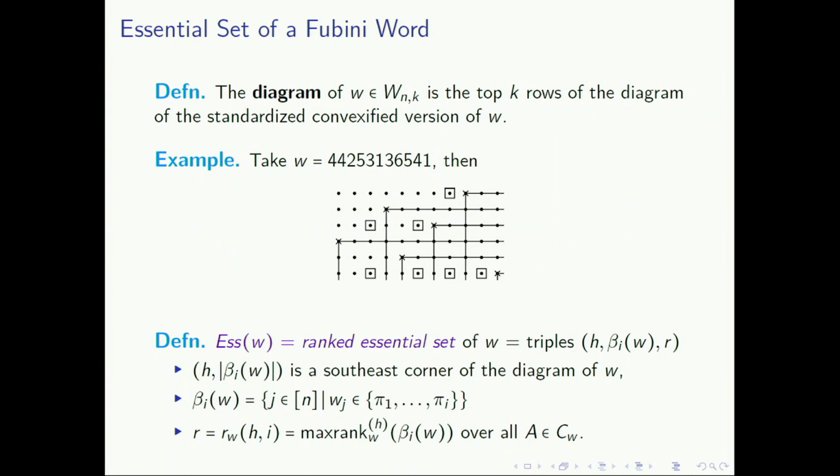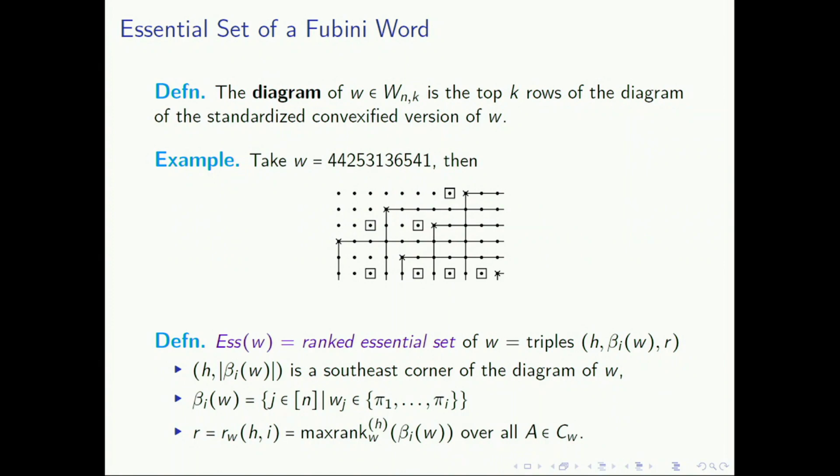So we'll make this into a triple instead of pairs. You'll have triples H, beta I of W, and R, which will be in the ranked essential set if... oh, I have to tell you what a couple of things are. First of all, H, comma, whatever the size of this beta I set is, is a southeast corner in the diagram. The beta I's are very natural things to pay attention to. This is just going to be the columns that are indexed by the letters in the initial part of the permutation, pi 1, pi 2, up to pi I. That's what beta I is: all the columns that have one of those letters in them.